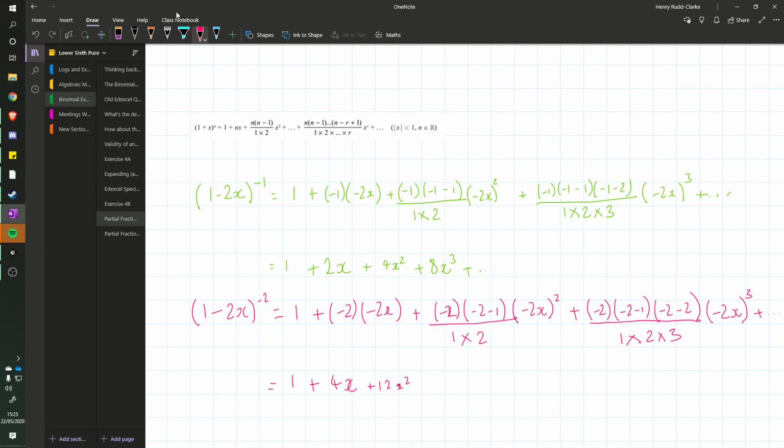And then we can do the same thing here. So 2 times 3 times 4. So it's going to be minus 24 in the numerator divided by 6 in the denominator. Minus 24 divided by 6. What's that? Minus 4 times minus 8. So just 4 times 8, 32x cubed. I know you haven't pressed play on this video just to watch me do mental arithmetic, but here we are. Quickly check that that's correct, just so we're not wasting time. Yes.